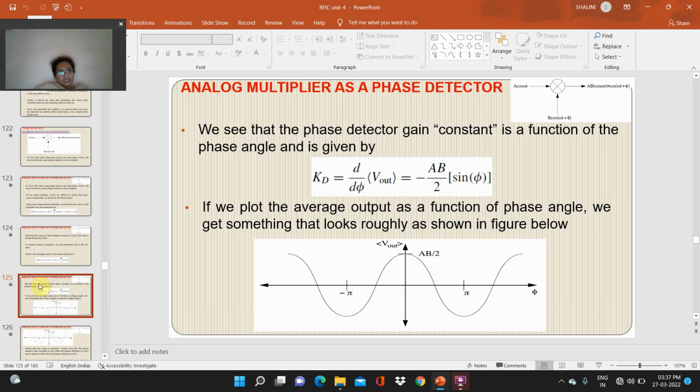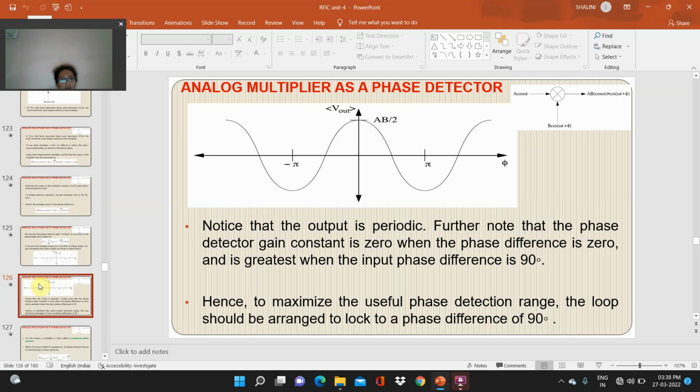We see that the phase detector gain constant is a function of the phase angle and is given by Kd is equal to d by d phi of V out, which is equal to minus AB by 2 of sin phi. If we plot the average output as a function of phase angle, we get something that looks roughly as shown in the given figure. Notice that the output is periodic.